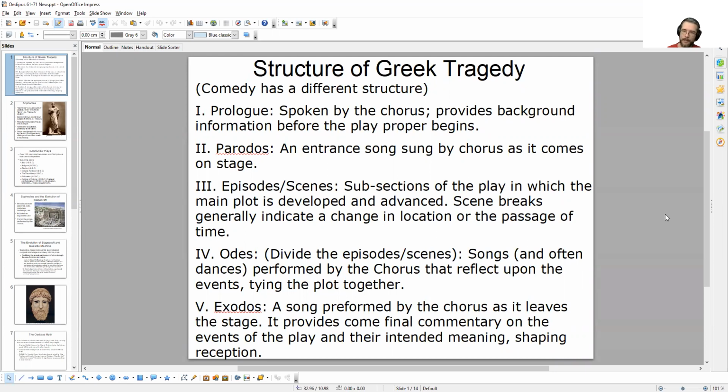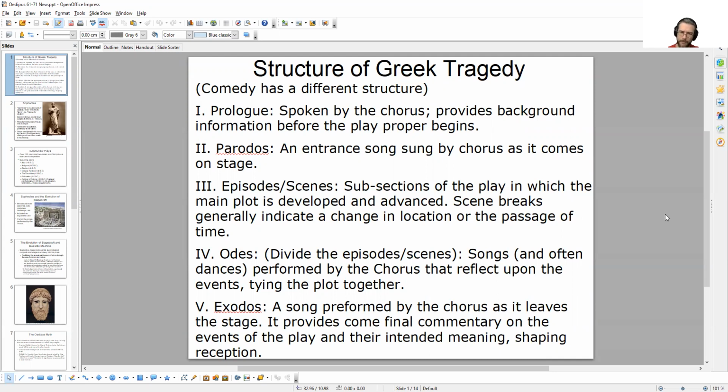Odes divide the episodes or scenes. Now, odes are kinds of songs and dances performed by the chorus that reflect upon events, tying the plot together. So at the end of each of these scenes, the chorus is going to enter in and engage in this strophe, antistrophe song back and forth, almost like a seesaw pattern, where they look at an issue and begin to debate it or discuss it back and forth, offering different perspectives on that issue by way of song.